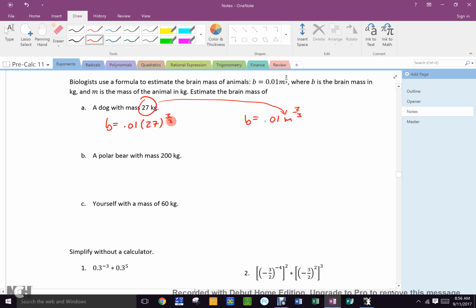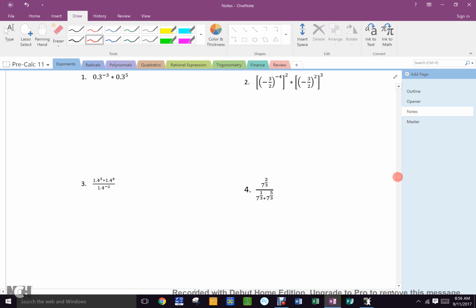What do you got to do first, according to the rules that you learned in the 8th grade? Brackets. There aren't any brackets there, because I put brackets around 27. Those aren't math brackets, are they? I got to do the exponent first. So when you punch this into your calculator, you got to make sure you do this part first. Cool? I'm going to leave you guys with that so we can get moving.